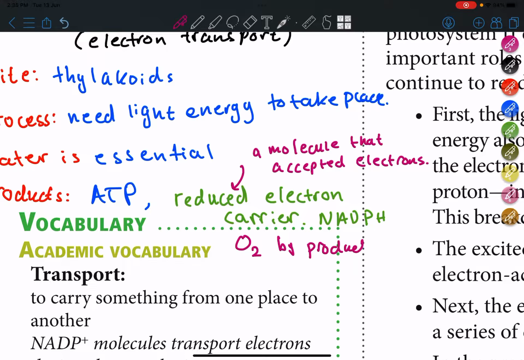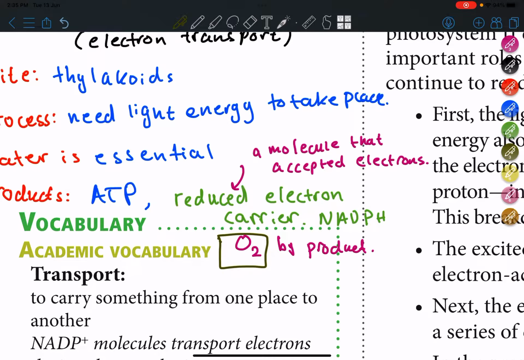What do we mean when we say byproduct? We mean it is not something that we needed. So we did not do the reaction because we needed oxygen gas, but as a process of the reaction, we got oxygen gas as a product. I don't need it. It's a byproduct, and we'll see how it gets released as we look into the steps.